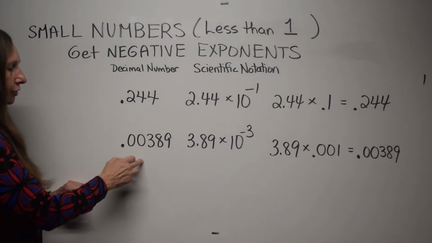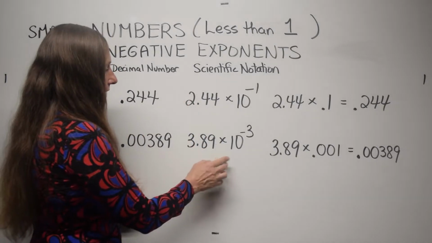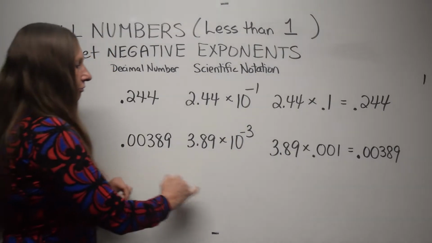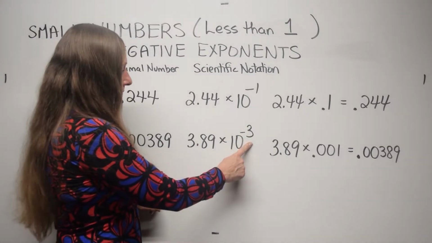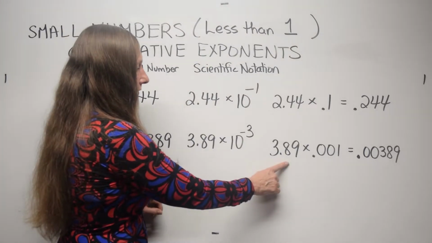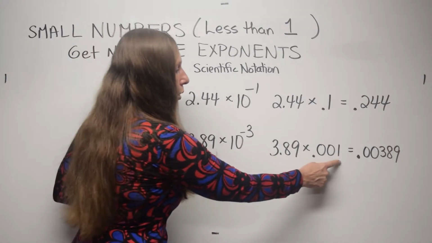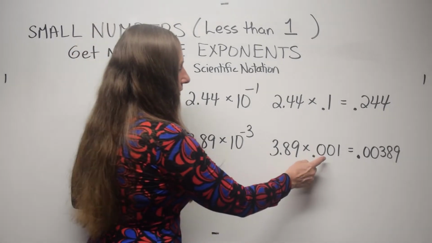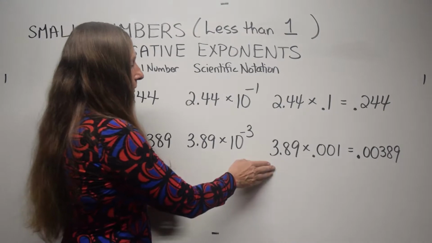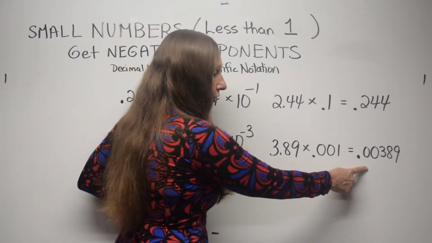Here we have 0.00389. In scientific notation, that would be 3.89 times 10 to the negative 3. Again, a number less than 1 requires a negative exponent. What's the math that is actually occurring here? You're taking 3.89 and multiplying it by 10 to the negative 3rd, which is 1,000th. Remember, that would be the 1/10th, 100th, 1,000th. And if you multiply 3.89 times 1,000th, you're going to get 0.00389.